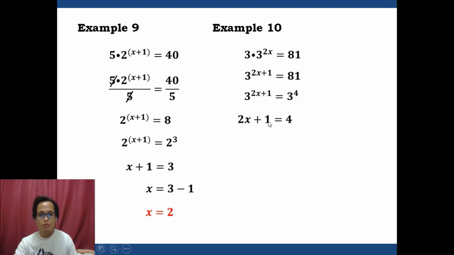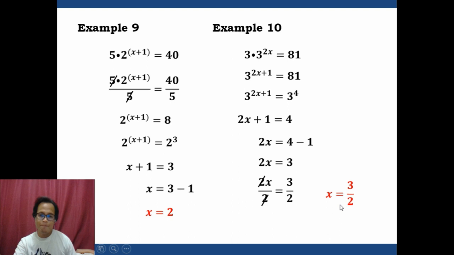Now, subtraction property. We copy 2x, copy 4, subtraction property minus 1. So, we have 2x equals 4 minus 1, which is 3. Then, we divide both sides by 2 so that it cancels. So, the final answer would be x equals 3 over 2.